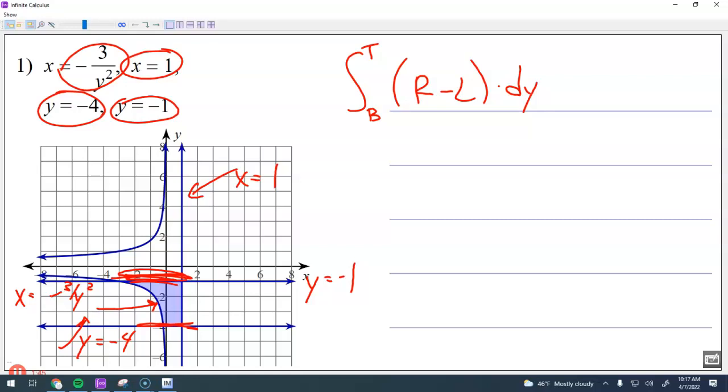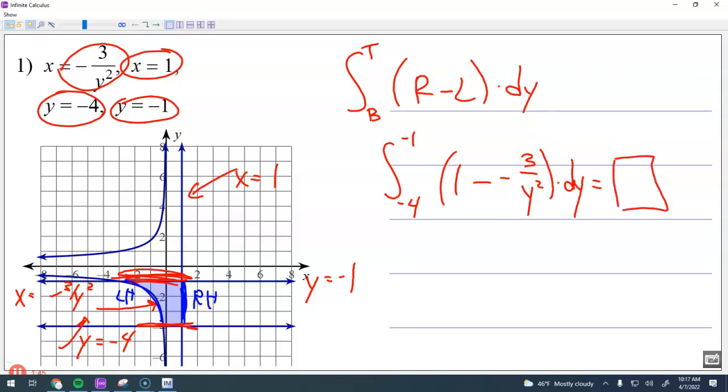So you've got a right-hand equation here and a left-hand equation here. So your right-hand equation is 1. Okay, so the bottom is -4, top is -1. The right hand is 1, and the left hand is -3/y². And then you would type that in and get your answer. You type them in the same way. You just put y values instead of x values.